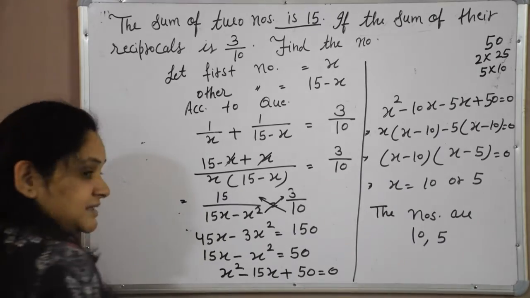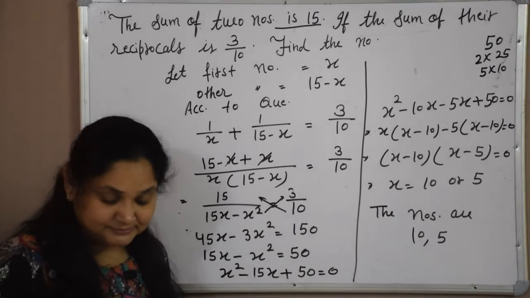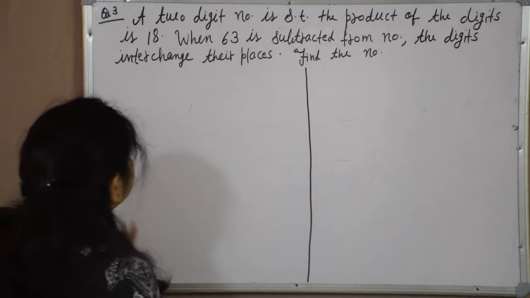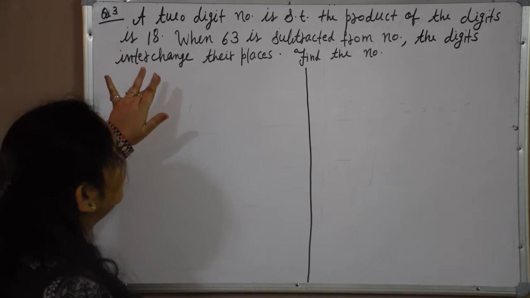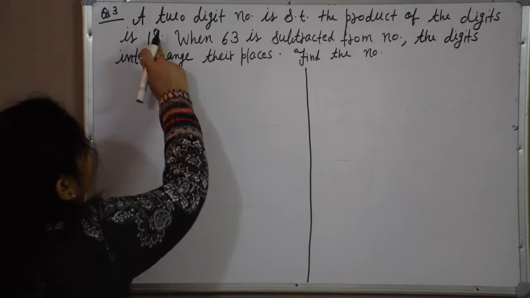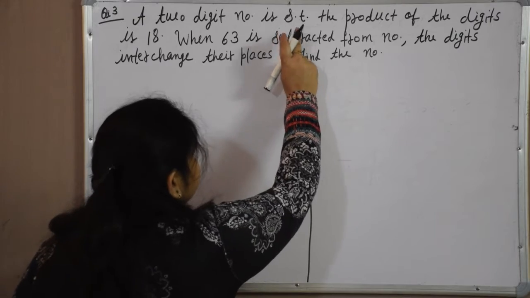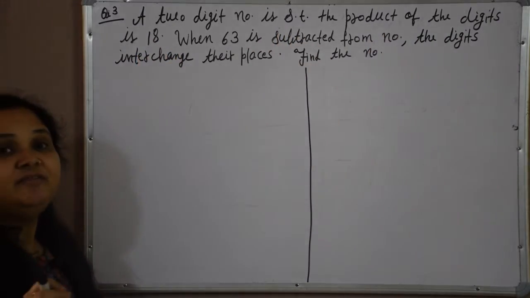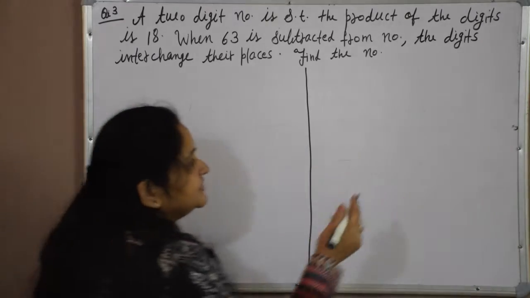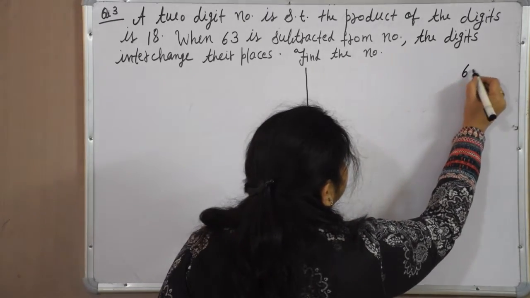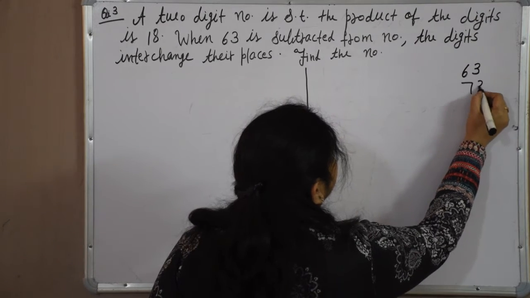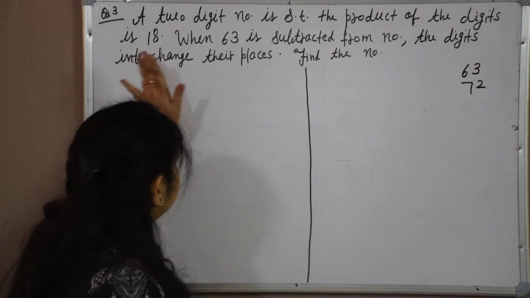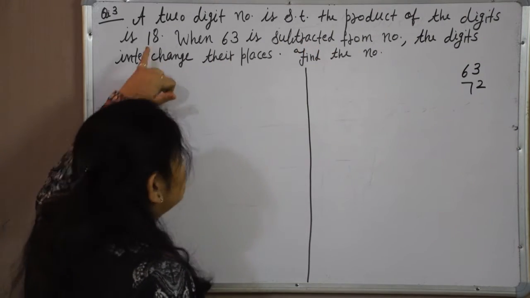Now we will consider one more example. Now our next question is, see carefully, this is quite different and typical. A 2-digit number is such that the product of the digits is 18. We are having a 2-digit number. 2-digit number means we can have 63, we can have 72, like this, and it is given that the product of the digits is 18.